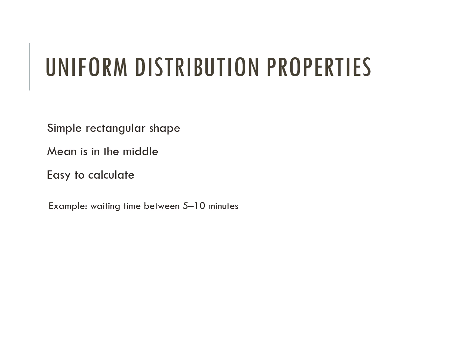Uniform distribution has several important properties. First, it has a very simple and clear shape. Second, the mean is always in the middle of the interval. Third, it is easy to calculate probabilities, that is why it is often used for basic models and explanations. For example, waiting time between 1 to 5 minutes. It's easy to calculate.